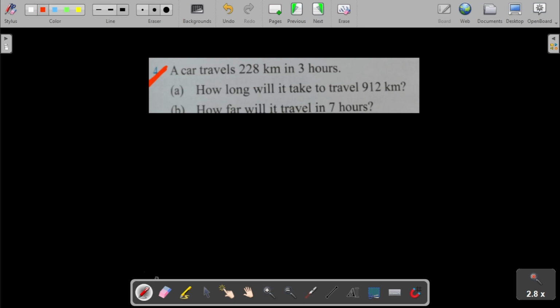A car travels 228 kilometers in 3 hours. Now see, part A: how long will it take to travel 912 kilometers? Part B: how far will it travel in 7 hours? So firstly, a car travels 228 kilometers in 3 hours. So in 1 hour, how many kilometers? Or 1 kilometer in how many hours?